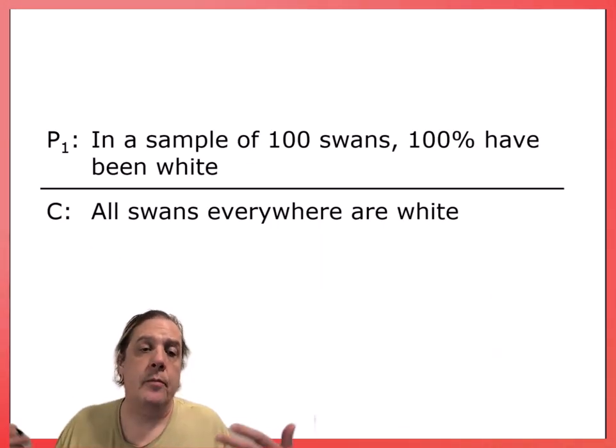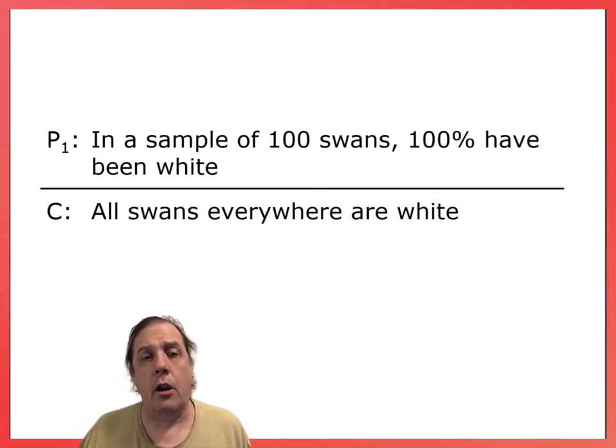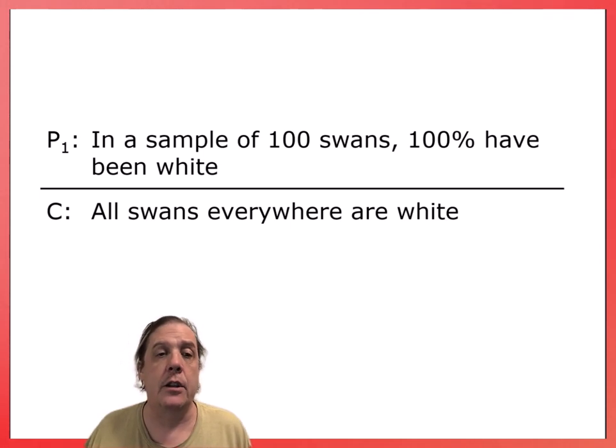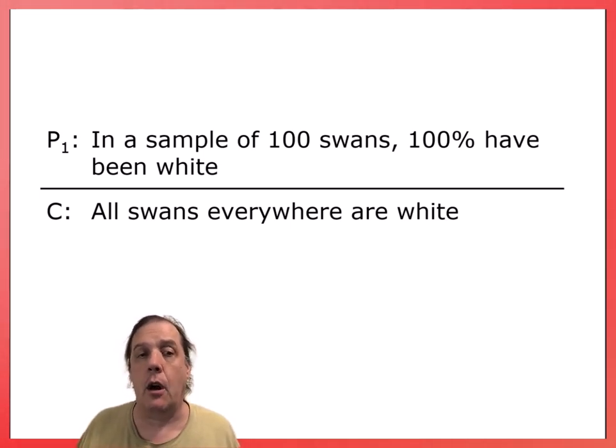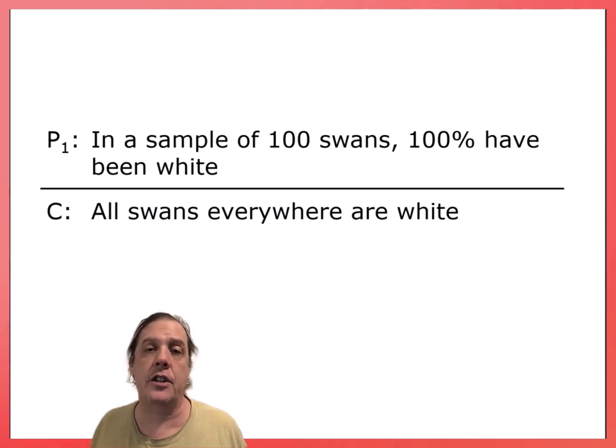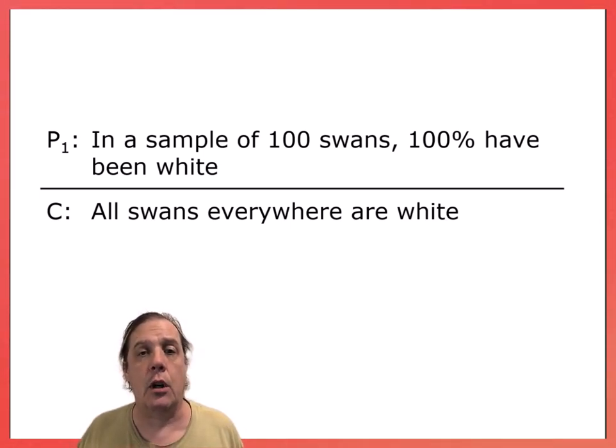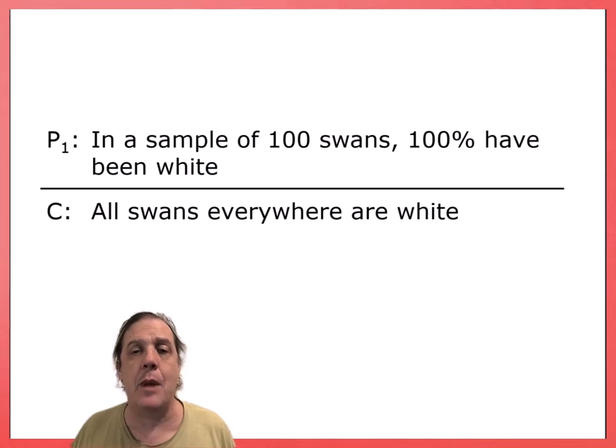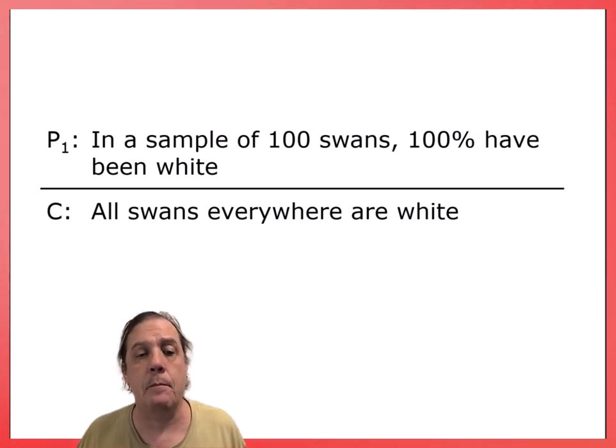So when you write an argument, an inductive generalization in standard form, it's going to look like this. In a sample of 100 swans, 100% have been white. Therefore, all swans everywhere are white. So you are moving from a quantified categorical statement about a sample to a quantified categorical statement about an entire population. This argument is inductive, right? Because you are going past the existing evidence to make a bigger claim.